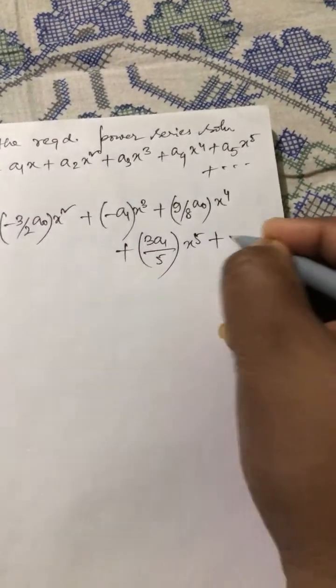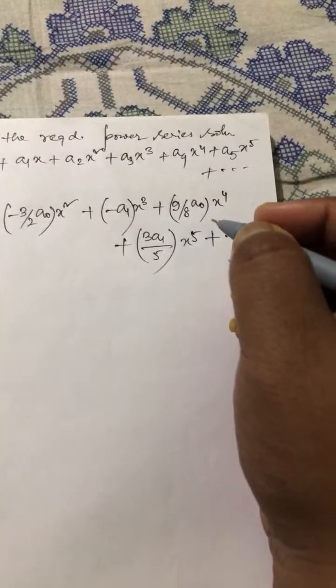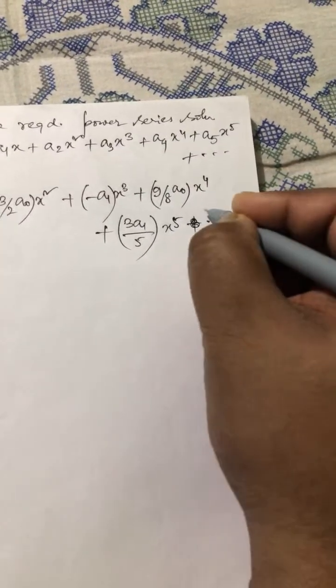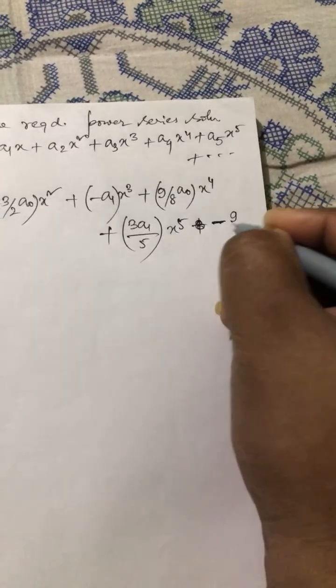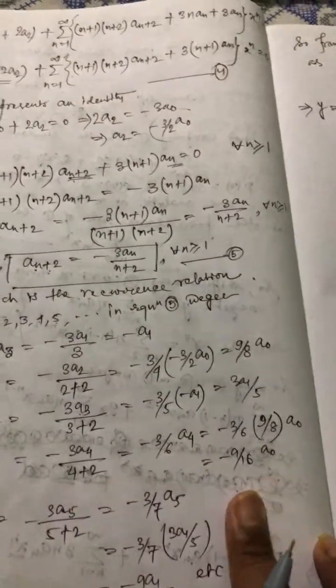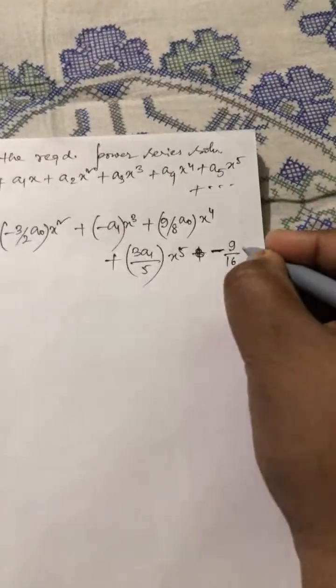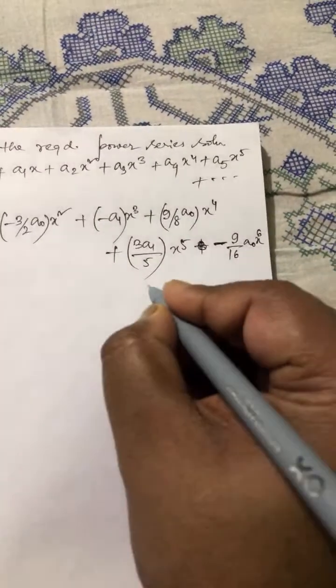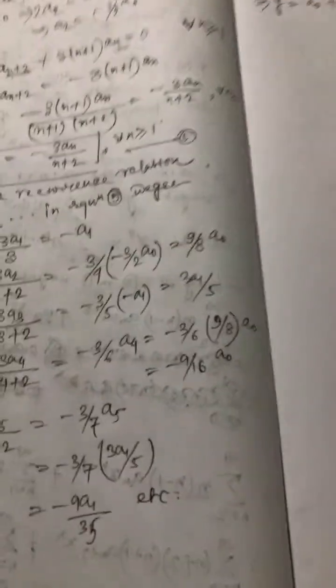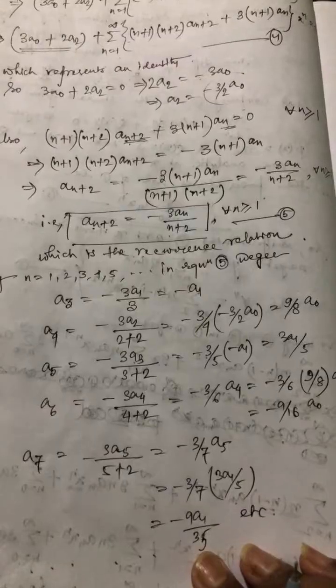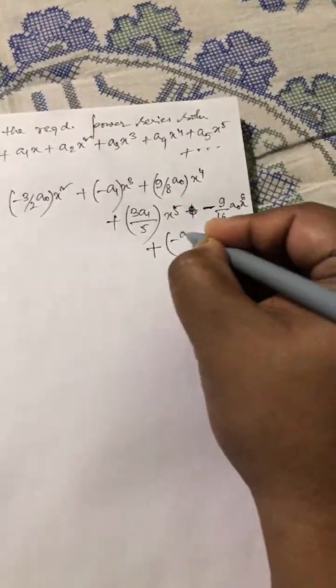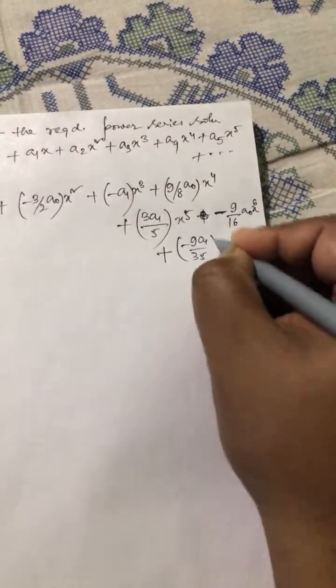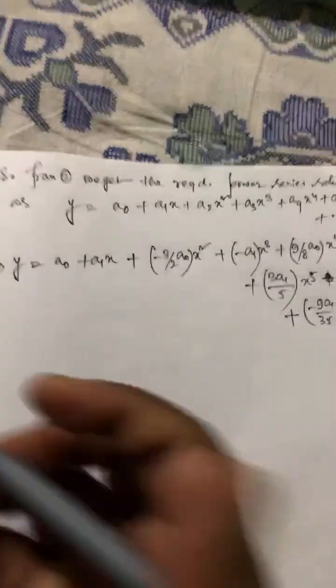x5 and so on. Then a6 is what? 9 by 16. I hope you can remember. a6 is minus 9 by 16 a naught x to the power 6. Then a7 will be minus 9a1 by 35. a7 is minus 9a1 by 35, x7 plus dot dot dot.